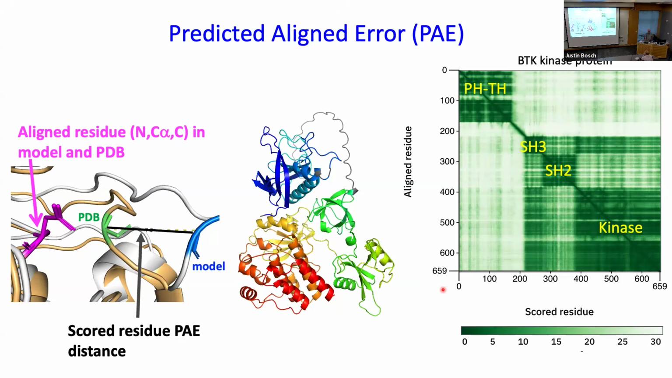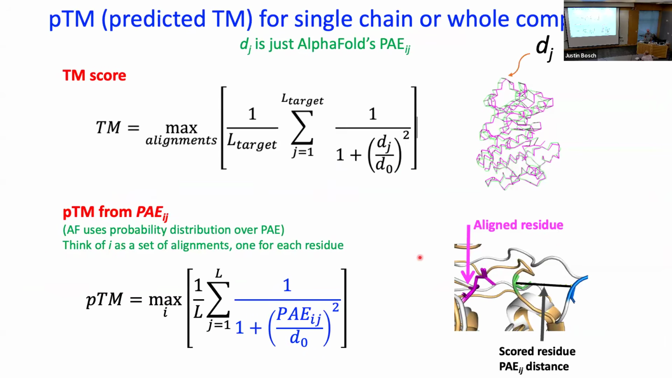In other words, I've aligned on residue 1, 2, 3, 4, 5, all the way up to 659. And I've predicted the error in the position of all of the other 658 residues. So this is like having 659 separate alignments of the model to the PDB structure. And so that's why this maximum over all the residues. Each one of these is an alignment, and each one is scoring the whole protein given that alignment.